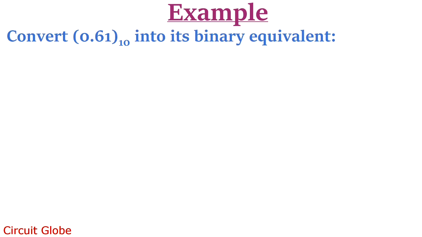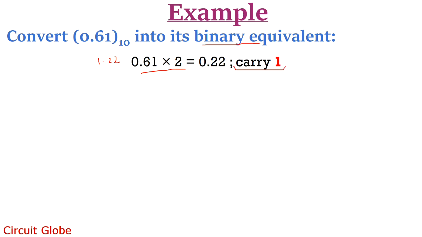So suppose we are given a fractional decimal value 0.61 which is required to be converted into binary equivalent. Initially when 0.61 is multiplied by 2, the actual multiplication output will be 1.22. So the carry at the integer portion will be noted down separately and 0.22 must be kept for further multiplication. In the next step, 0.22 is multiplied by 2. The actual output will be 0.44.